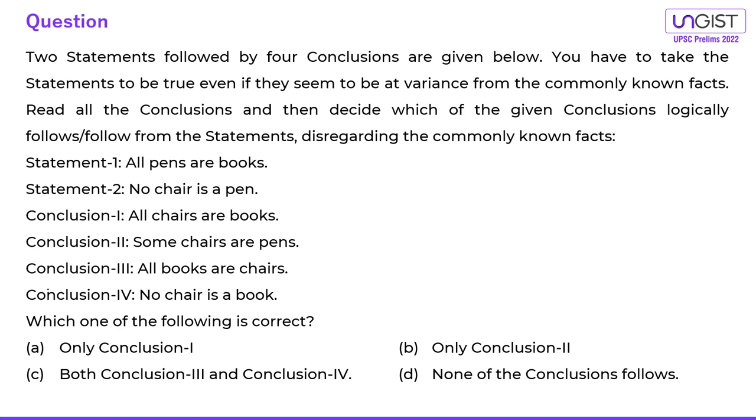This question belongs to syllogism. The question says, two statements followed by four conclusions are given below. You have to take the statements to be true even if they seem to be at variance from the commonly known facts. Read all the conclusions. Now come to the question. All pens are books. No chair is pen.